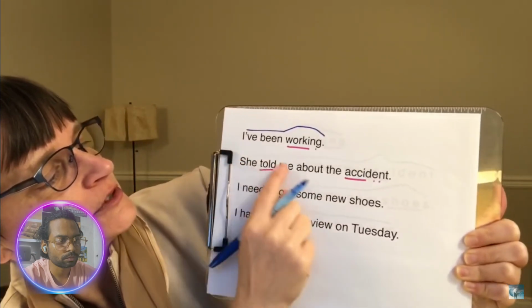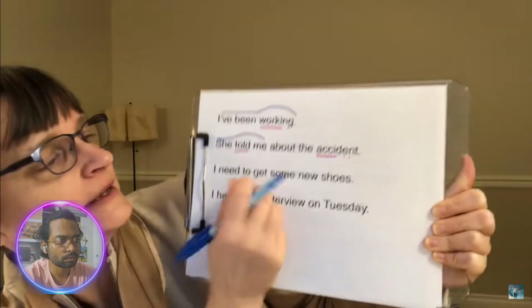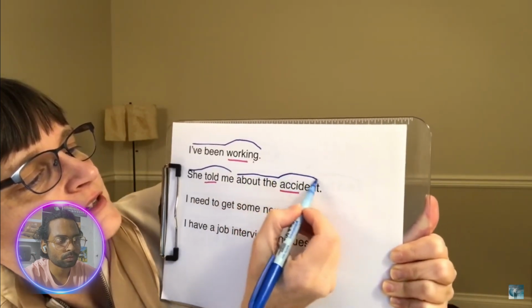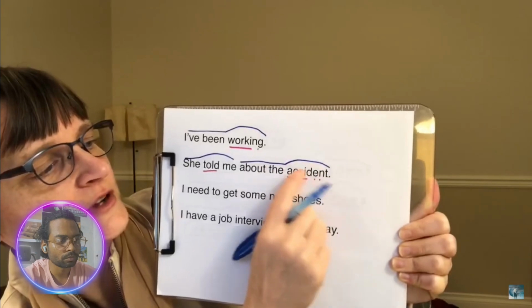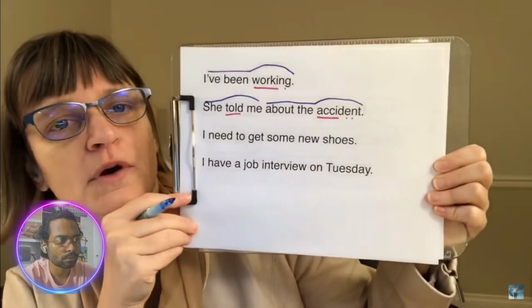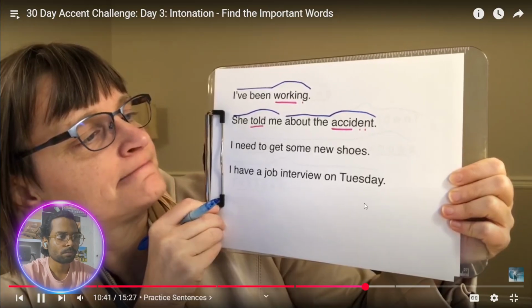She told me about the accident. Okay, two thought groups. She told me, usual pattern, rises up, told me. She told me about the accident. About the accident. Okay, so rises up to the stress syllable and then falls off. Let's listen to them one more time. I've been working. She told me about the accident.